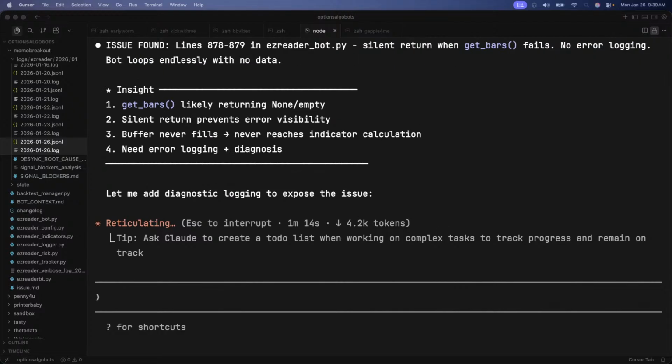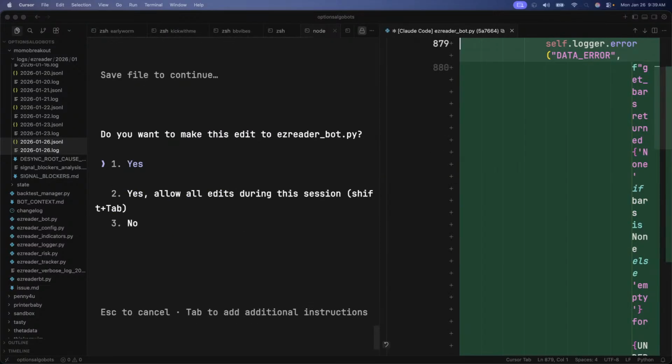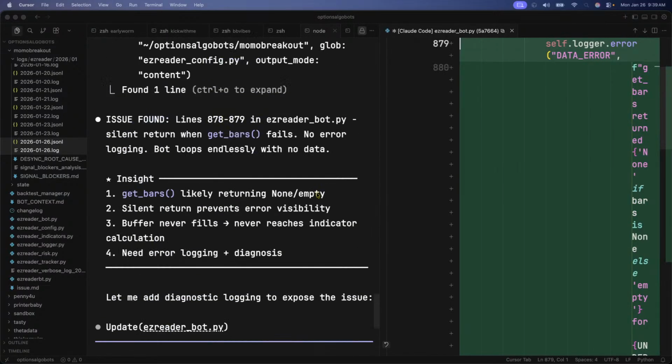And if anybody jumps into a position, I'm looking. Oh, let me add issue found. The EasyOCR reader returns okay. The get bars call likely returns none. The silent failure. Okay, prevent buffer needs.